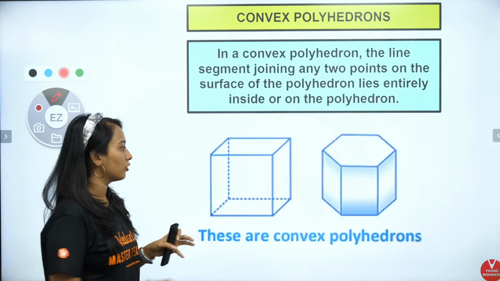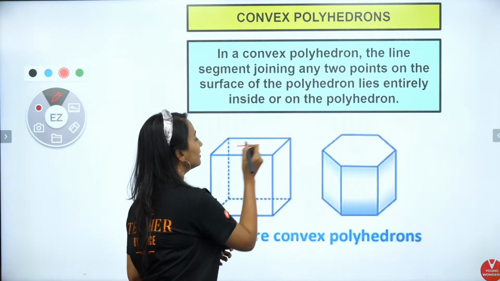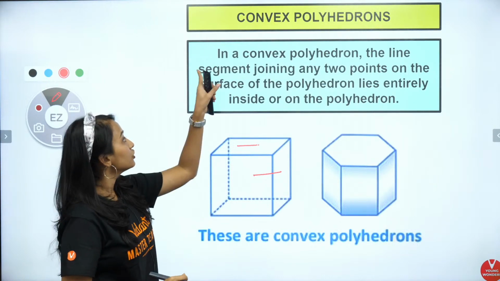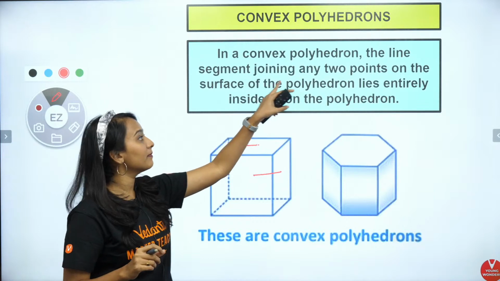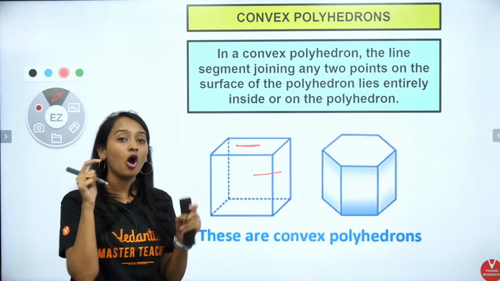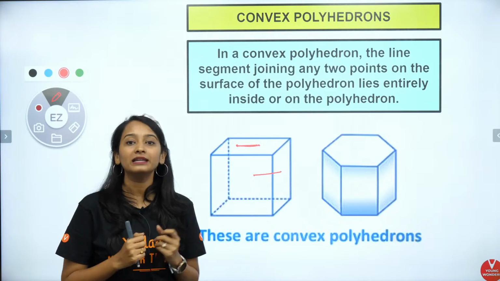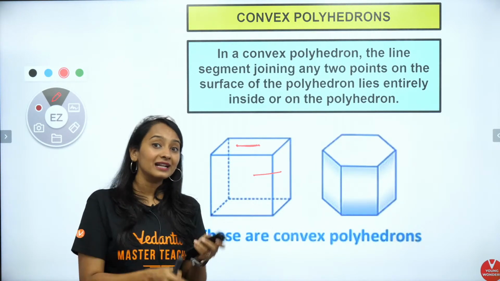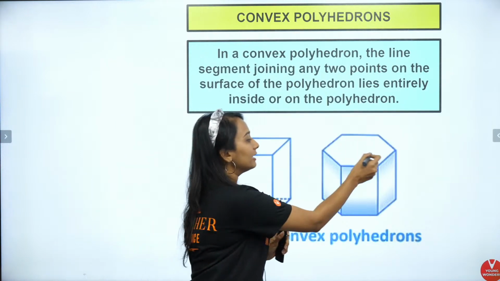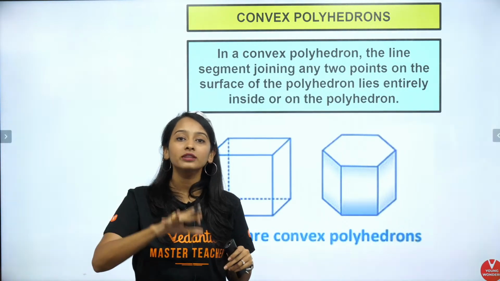So in this convex polyhedron, you take two points on the same surface. You can join them with the help of a straight line. यहाँ पे और यहाँ पे जब आप लोगे, you can join them with the help of a straight line. है ना? So in a convex polyhedron, the line segment joining any two points on the surface of the polyhedron lies entirely inside the polyhedron. Now, does it even lie outside? That's not the case when we talk about the convex polyhedron. In the convex, you take any two points on the surface. When you try to join them using a straight line, they lie inside the polyhedron, right?